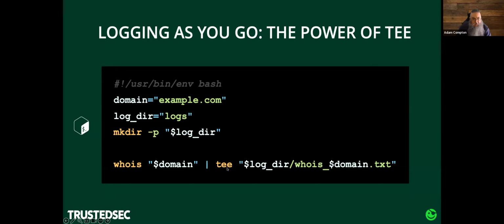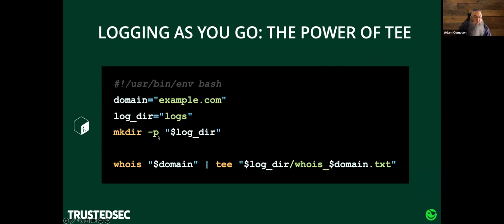Typically, I just do tee space -a and then the file name in there. The -a just says append, so I don't accidentally overwrite something. I just always append to the end of whatever file I'm doing. Here again, just a variable called domain, and what the log directory is. I'm substituting those in down here, as you can see.